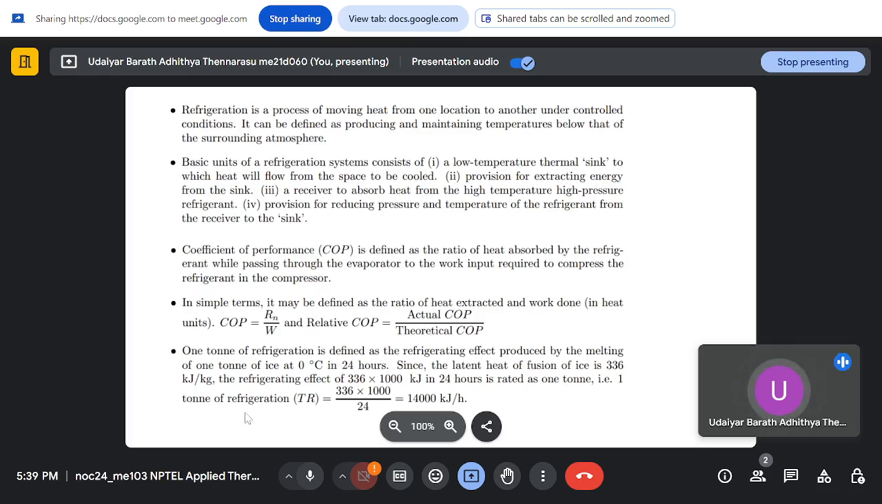So the term is the ton of refrigeration. So a ton of refrigeration is 14,000 kilojoule per hour. What that basically means is 1 ton of refrigeration is defined as the refrigerating effect produced by the melting of 1 ton of ice at 0 degree Celsius in 24 hours. Since latent heat of fusion is 336 for ice, 336 into 1000 for 1000 kg of ice, it becomes 336,000 kilojoule for 24 hours. So divide by 24, that gives you 14,000 kilojoule per hour.